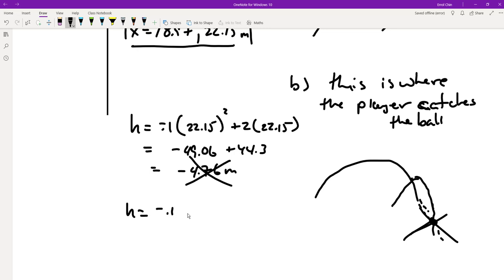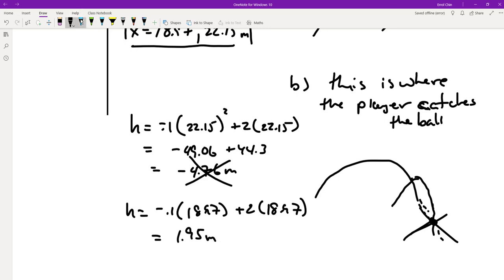So it's negative 0.1 times 18.97 squared, plus 2 times 18.97. If you do the work in our calculator, it gives you a height of 1.95 meters.